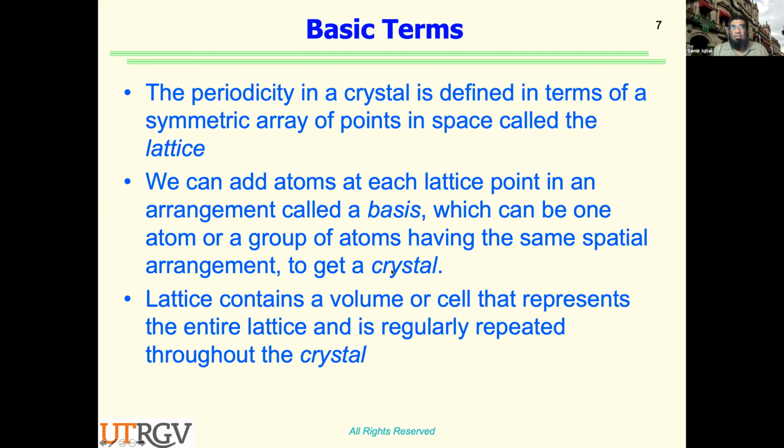Keeping that in front of us, we can say there are atoms which would be added at that lattice point in an arrangement which is called a basis, which can be one atom or a group of atoms. The condition is that they would all have the same arrangement in space, right? So one corner, another corner. And when they are in that arrangement, we call it a crystal.